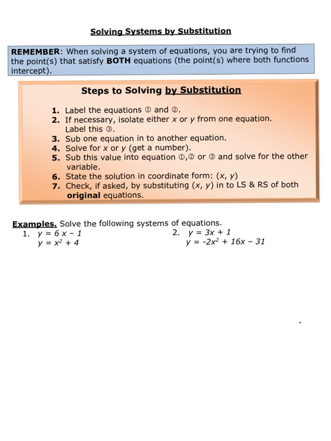Step 3, sub one equation into another equation. Step 4, solve for either x or y. Step 5, sub the value that you solved for in step 4 into one of the other equations and solve for the other variable. Step 6, state the solution in coordinate form (x, y). This is your point of intersection. And step 7, check if asked by substituting the coordinate (x, y) into the left side and right side of both of the original equations.